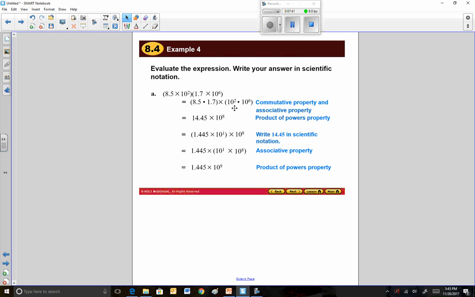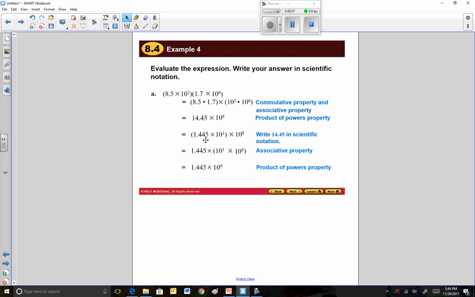And then, of course, these have the same base. Add your exponents, 10 to the 8th. Now, this number is not in scientific notation because it says 14.45. We need a number between 1 and 10. So move that decimal one place value. When you do that, it changes this exponent to 10 to the 9th power because the number was a little bit bigger originally, so we have to add 1.